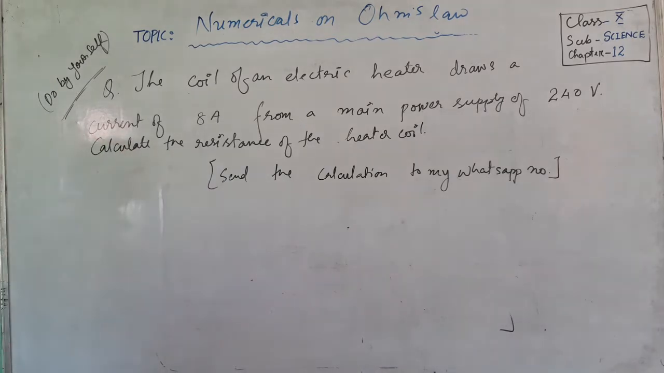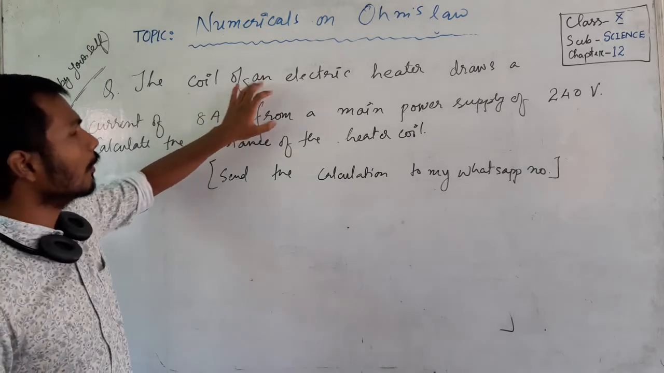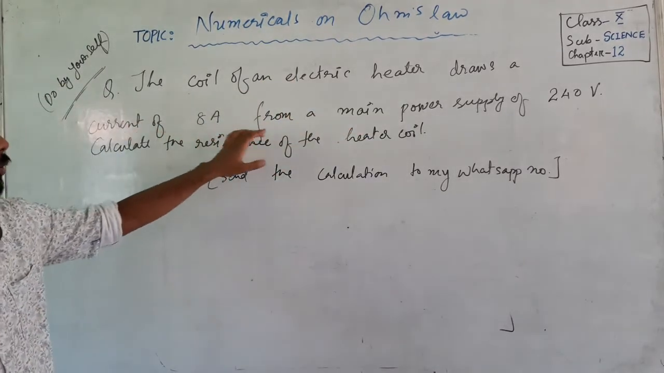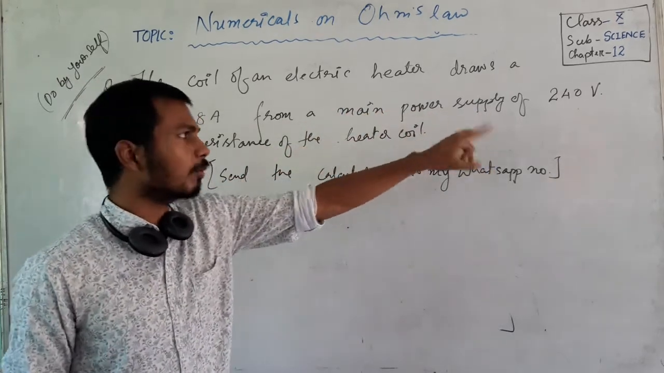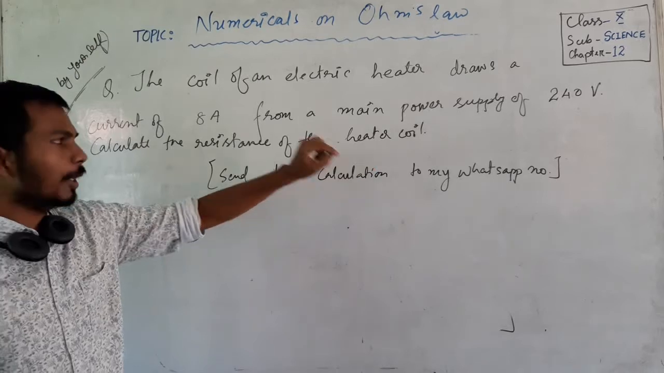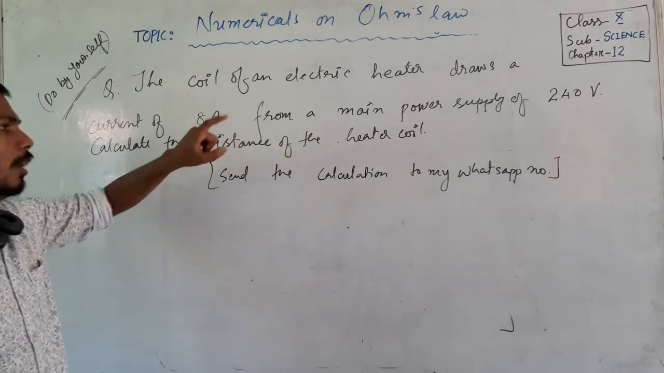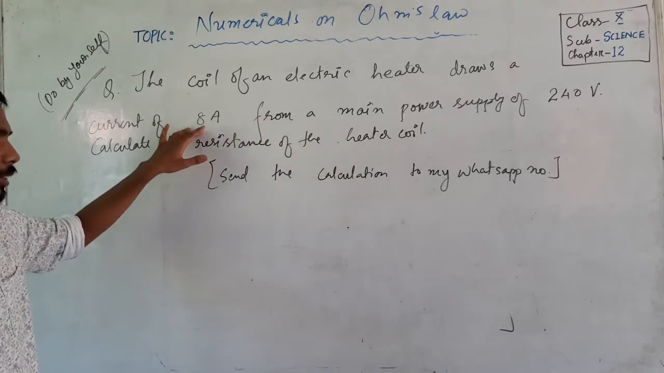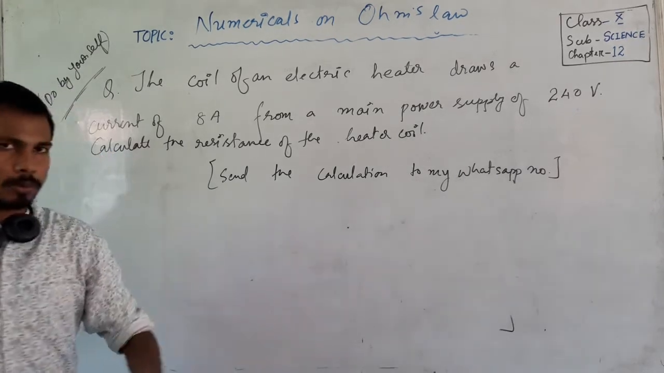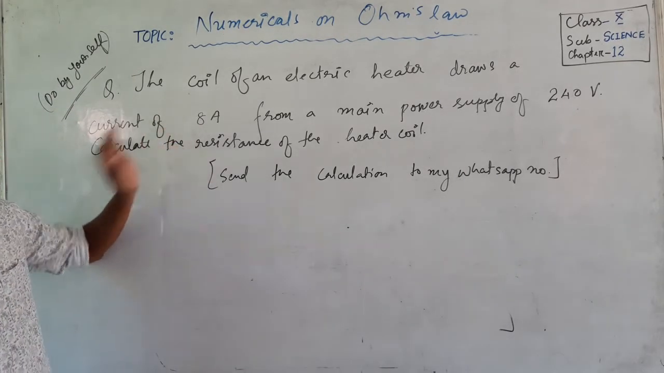This is a question you have to do by yourself. The coil of an electric heater draws a current of 8 ampere from a main power supply of 240 volt. Calculate the resistance of the heater coil. The power supply is given, the current is given. Use the concept of Ohm's law and find the value of resistance.